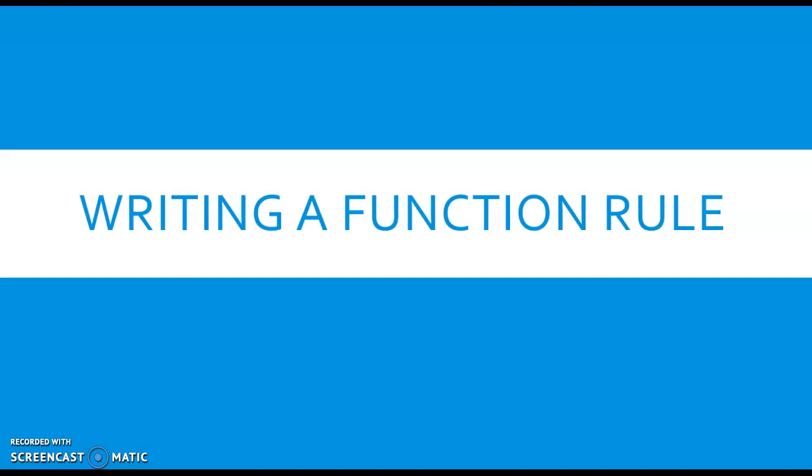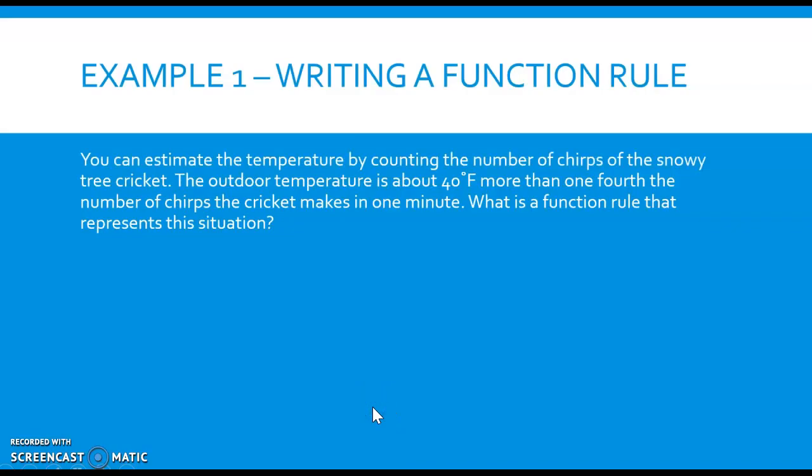All right, so our next lesson is about writing function rules given situations. So basically a lot of real world writing of our rules. So our first one, you can estimate the temperature by counting the number of chirps of the snowy tree cricket.